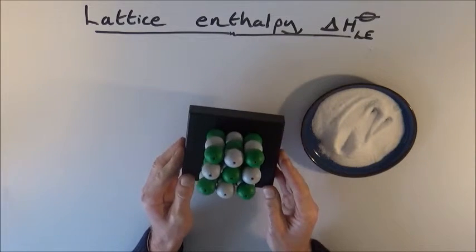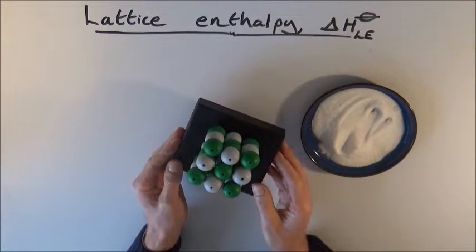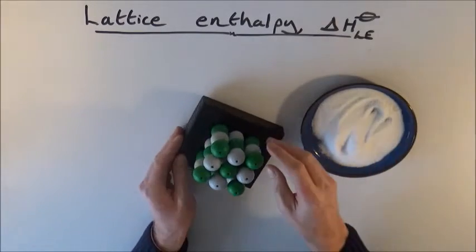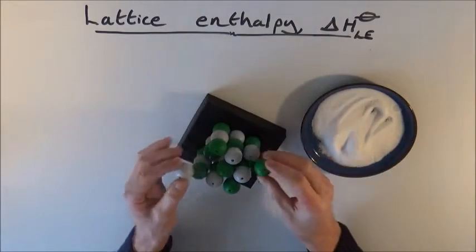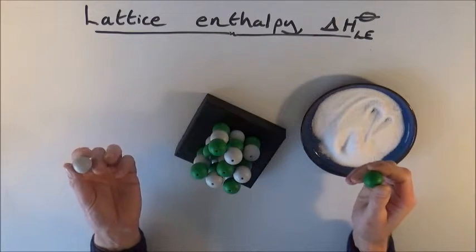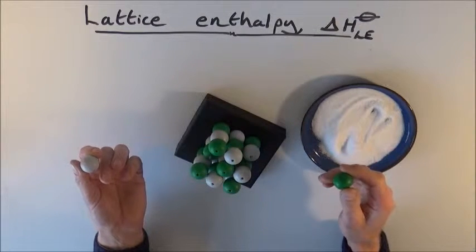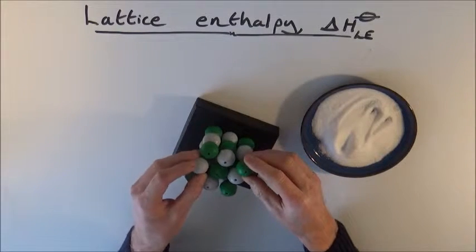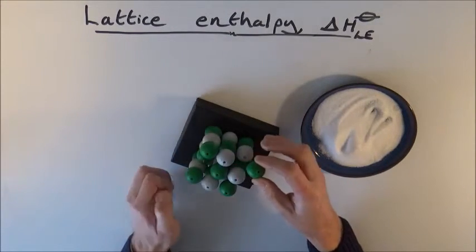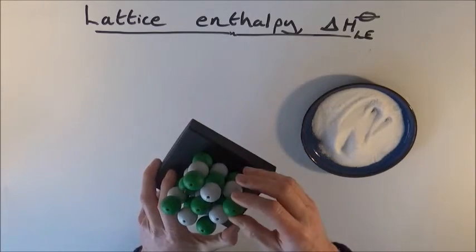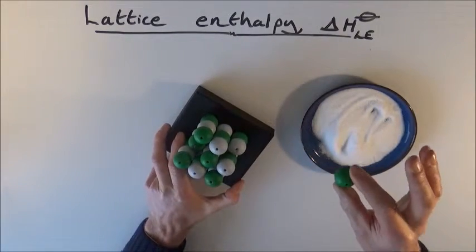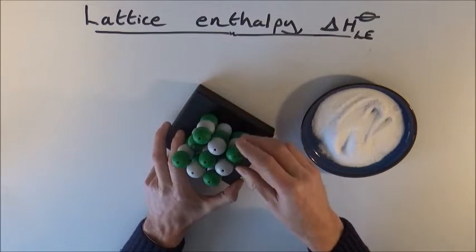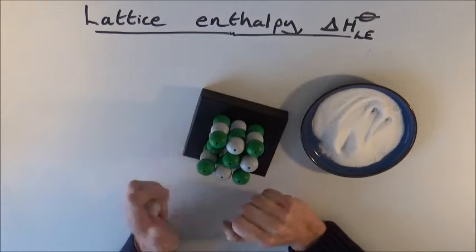Here is a lattice of sodium chloride. How much energy do I need to put in to break this apart, to separate these ions? That would be called the lattice dissociation enthalpy. We can easily imagine that if I want to get this chloride ion away from these sodium ions, then I have to put energy in, so that's endothermic. And it follows then that when the lattice is formed, when the chloride ion comes in and occupies this position in the lattice, energy is released.